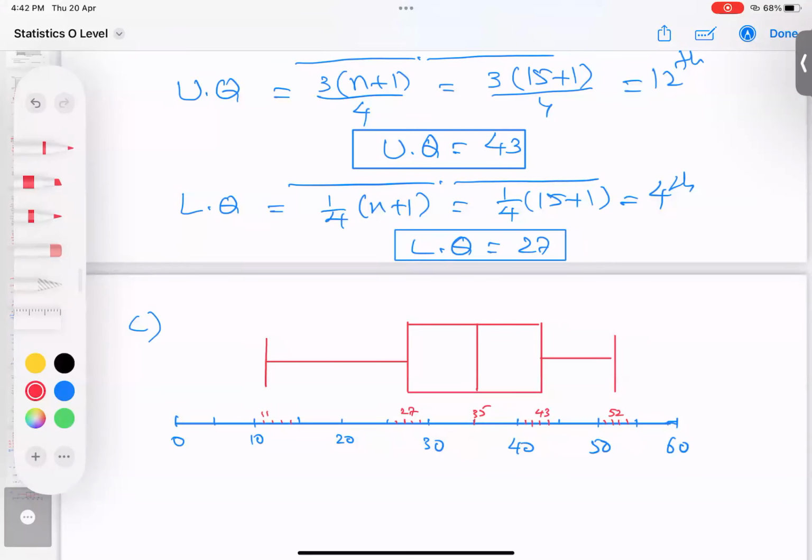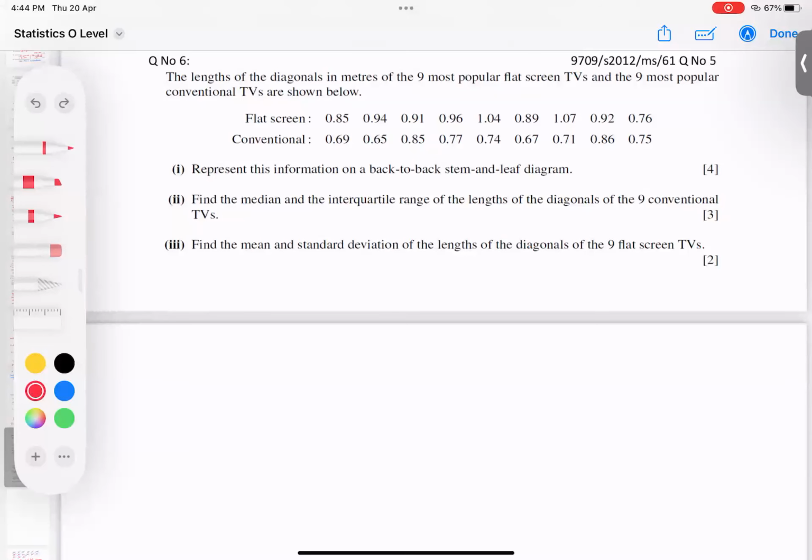Now I'm going to start the back-to-back stem and leaf diagram. Yes, students, I'm going to start with you now, the back-to-back stem and leaf diagram. And this third part is not in our syllabus of O level, so I will eliminate it. Deviation is not in our syllabus. Okay, let's go for the question. You know what pattern we have?